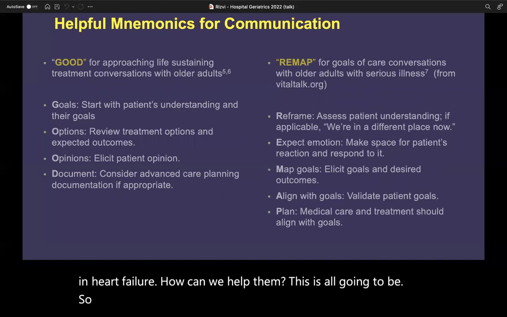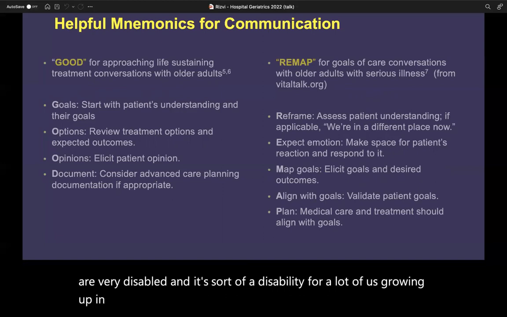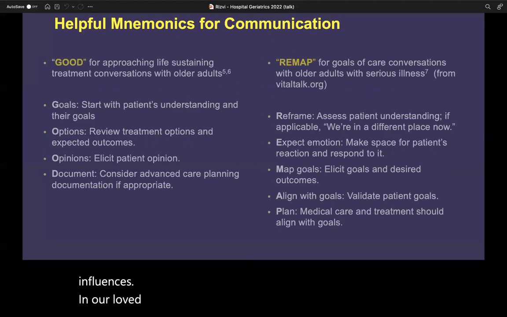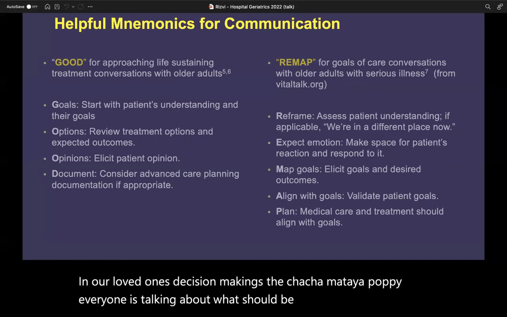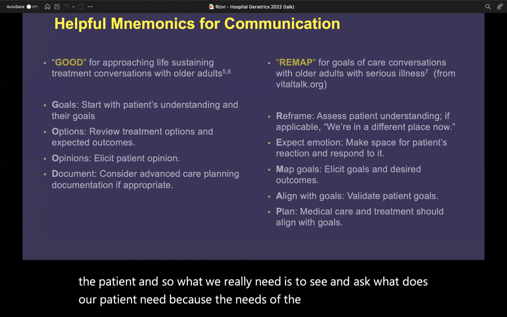So as I was saying, what matters? Culturally, I think we are very disabled, and it's sort of a disability for a lot of us growing up in extended family environments where we have a lot of influence in our loved ones' decision making. The chacha, mama, taya, popi, everyone's talking about what should be done to the patient, but the patient. And so what we really need is to see and ask, what does our patient need? Because the needs of the patient come first. Everything else is secondary.